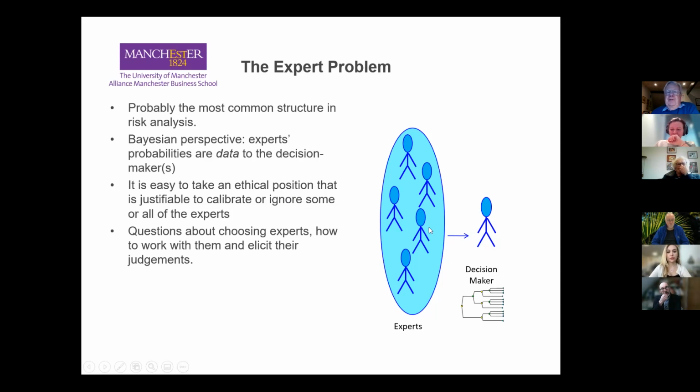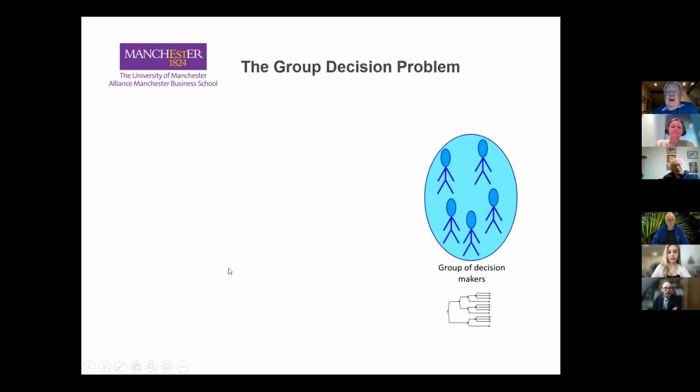The questions that really matter for non-Bayesians are: how do you choose the experts? How do you work with them? How do you elicit their judgments, and so on? And although the problem isn't entirely solved, this is the one we've made most progress on. It's one we do a lot of work on and we know a lot about. But when we turn to the group problem, it's not quite so clear.